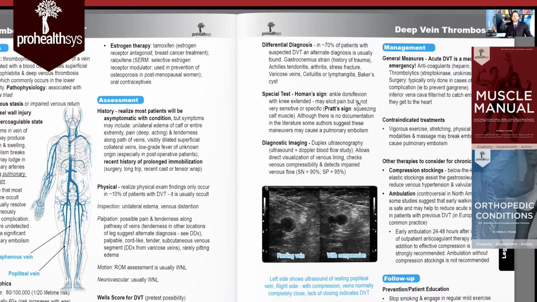Homan sign is there, but again, I really wouldn't recommend it. Not sensitive or specific. Pratt sign, when you squeeze the calf muscle, basically this is just a deeper palpation, but there is no specific maneuver that you can actually do. You're better off because if you look at this gastroc strain and some of your other differentials, if you have any doubt, just send them for a diagnostic ultrasound.